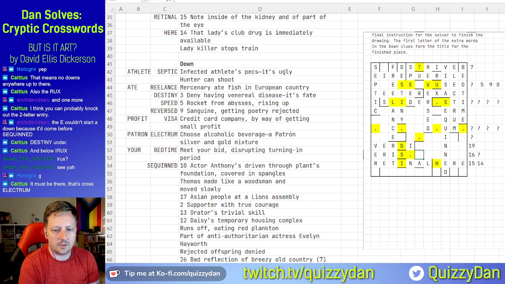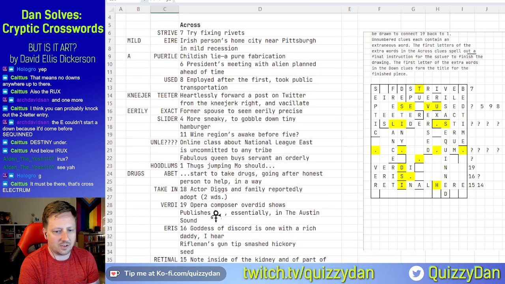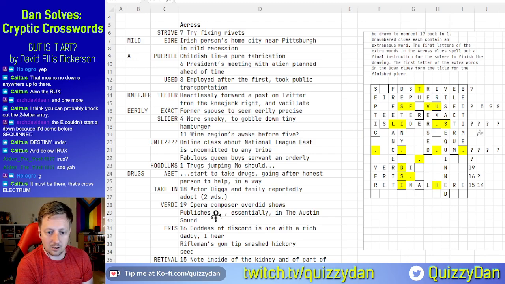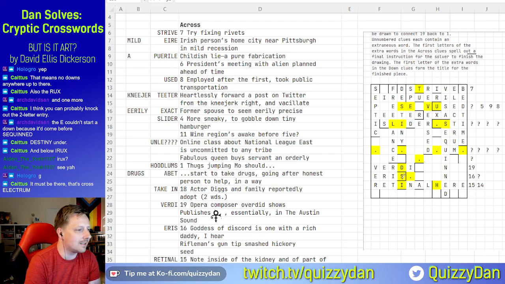Do I have any help from any of the acrosses? So I'm just going to have a quick look at the across. Strive, air, puerile. We didn't get the next one. Used. Okay, so given that that is used, I can put a line in there. Did I just put in an extra line somewhere? Hang on. Yeah, I did. Didn't mean to. So used, and so we can put in an extra one here for Eris.